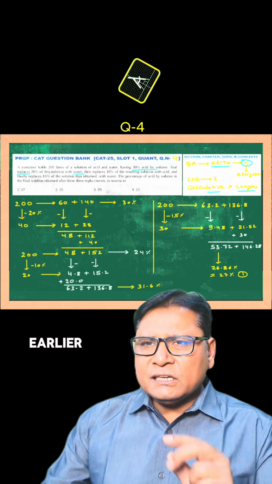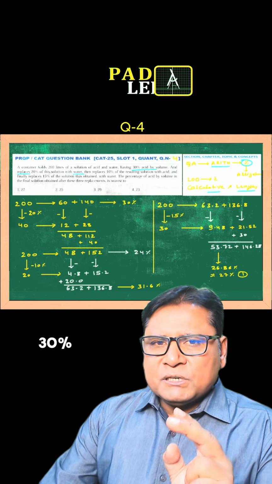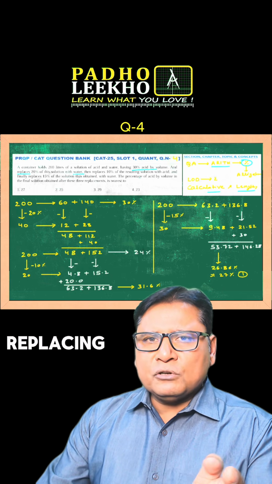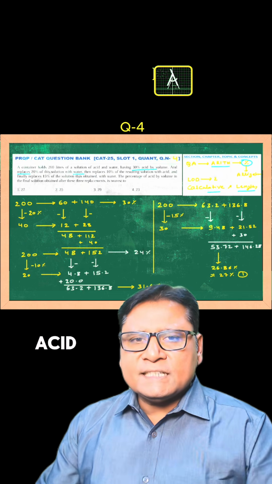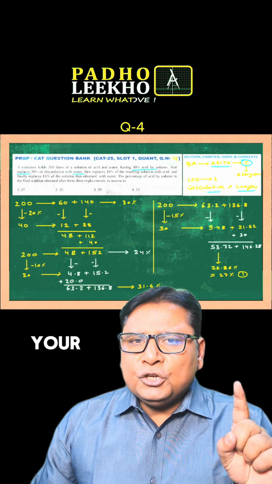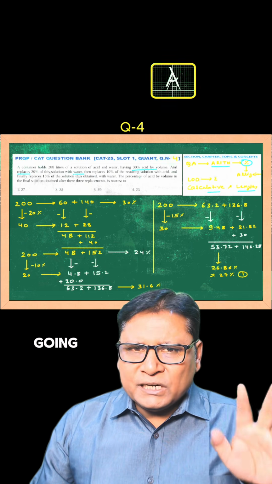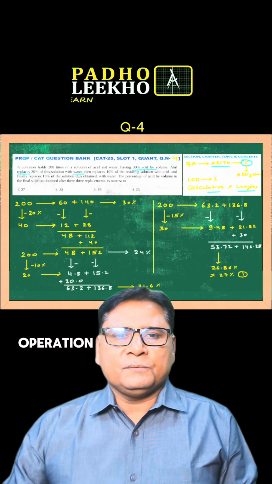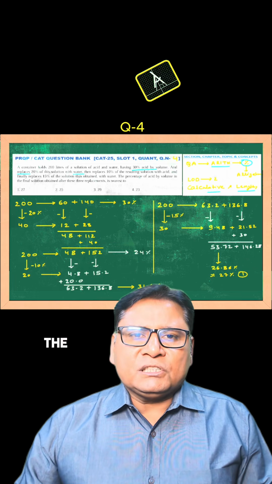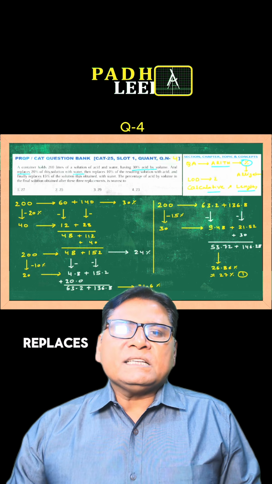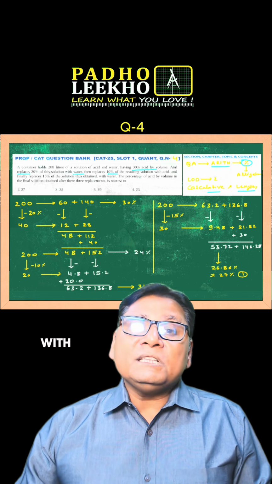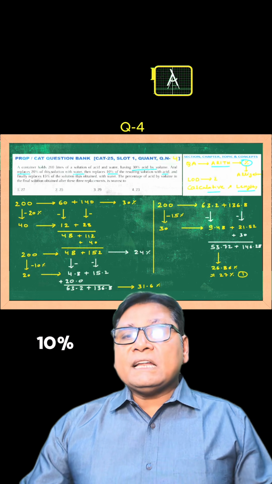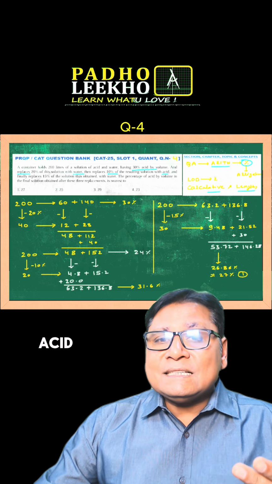What is happening? Earlier the solution has 30% acid. Now replacing with water. Water means 0% acid. Means your acid percentage is going down after the first operation. Next, 10% of the resulting solution they are replacing with acid.